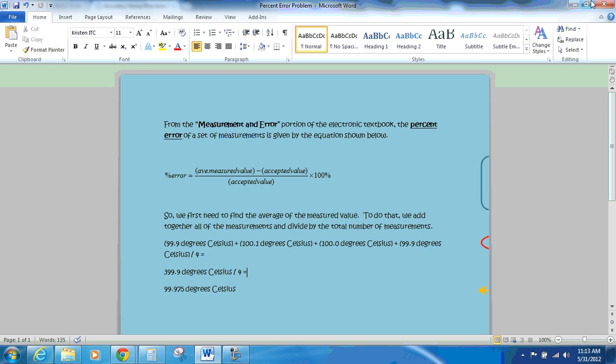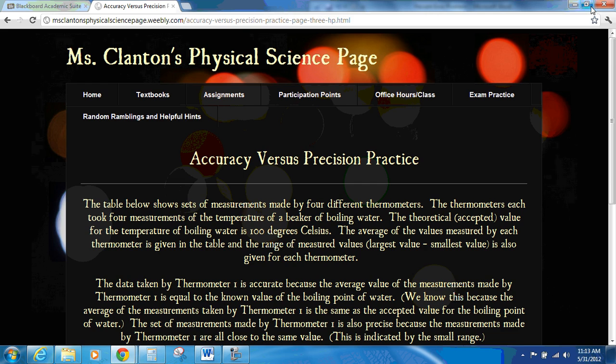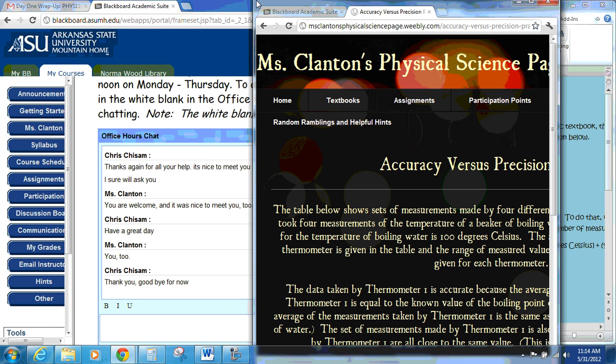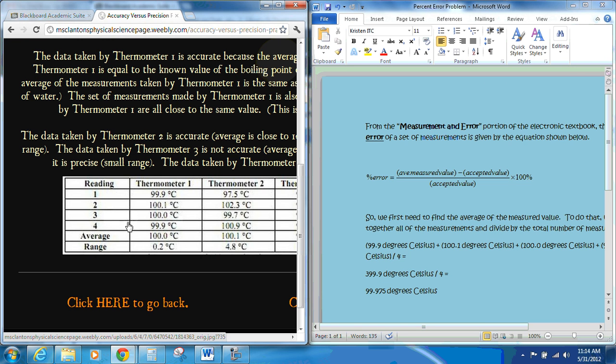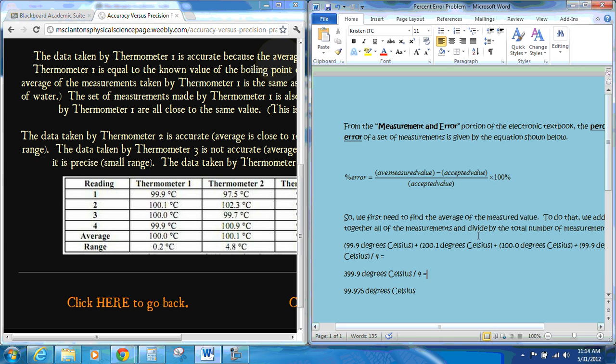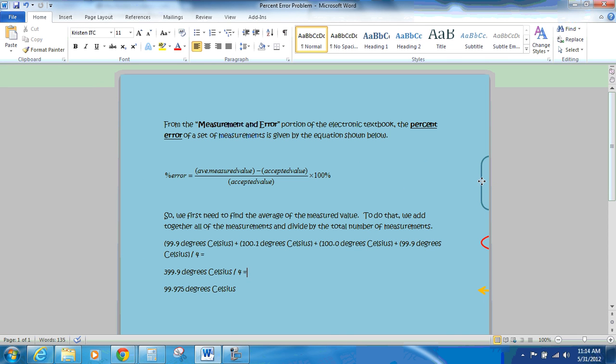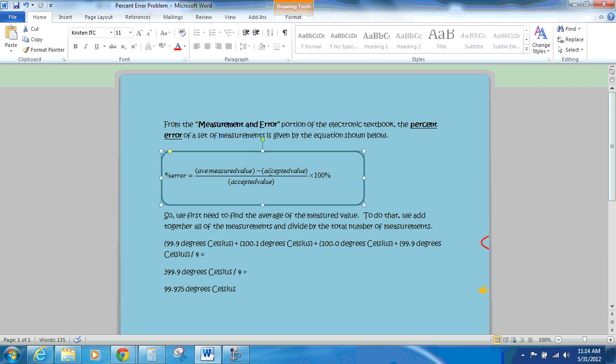So I have actually set up a little Word document with some work in it. So here's our data table. Here are the 1, 2, 3, 4 measurements made of the temperature of boiling water by thermometer 1. Again, we know the formula for percent error is this: the average of the measured value minus the accepted value, divided by the accepted value. So we need to find this, the average of the measured value.